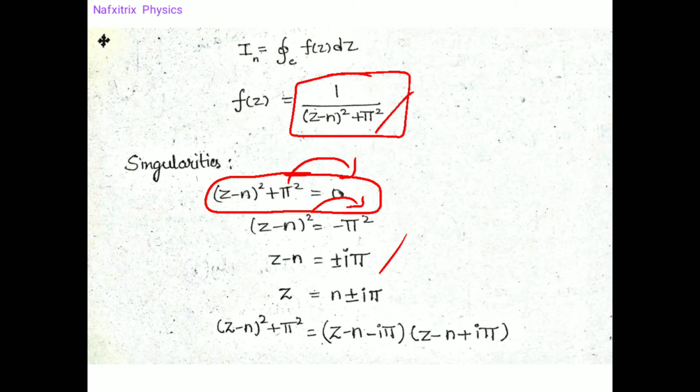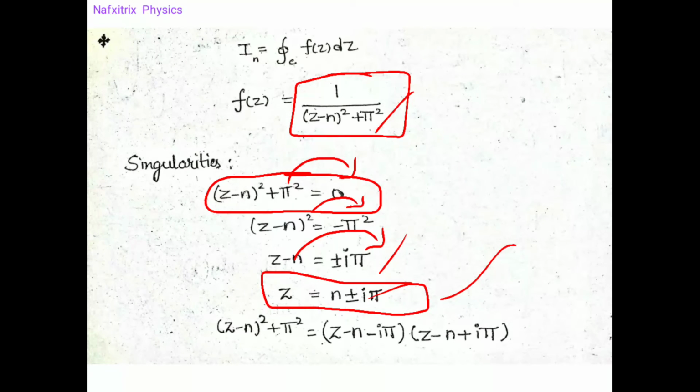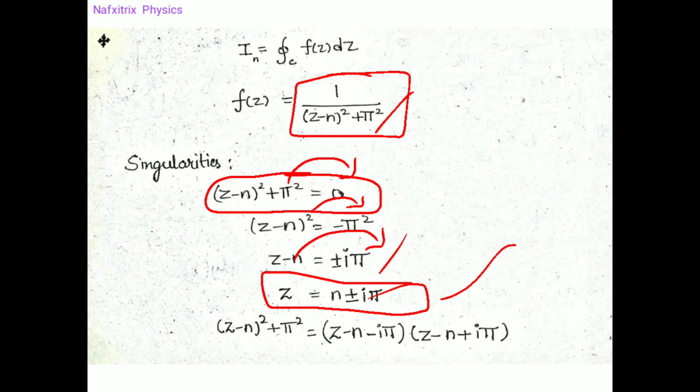Next, we need to send this minus n to the other side, and it becomes plus n. So z equals n plus or minus i pi. Now here you can see these are the singular points. So singularity exists at these 2 points, n plus or minus i pi, and these are singular points of order 1. Another important thing is the splitting of (z minus n) whole square plus pi square. That one we need to keep an eye on.